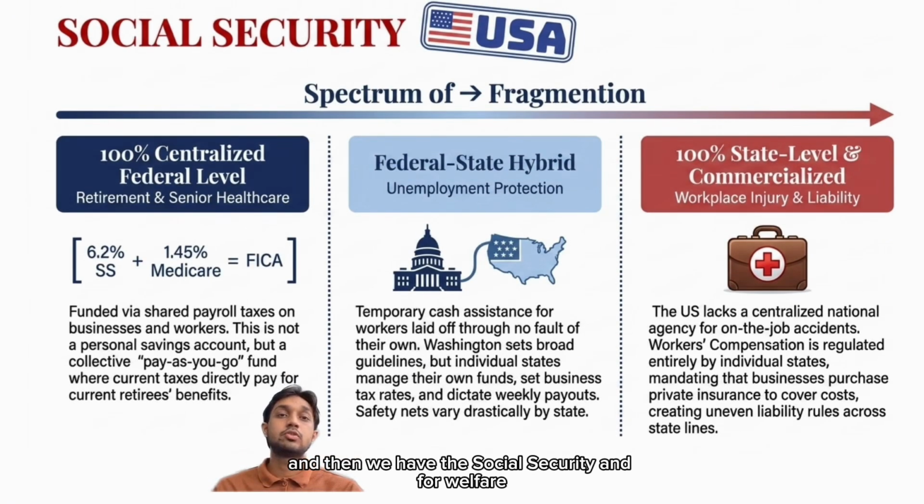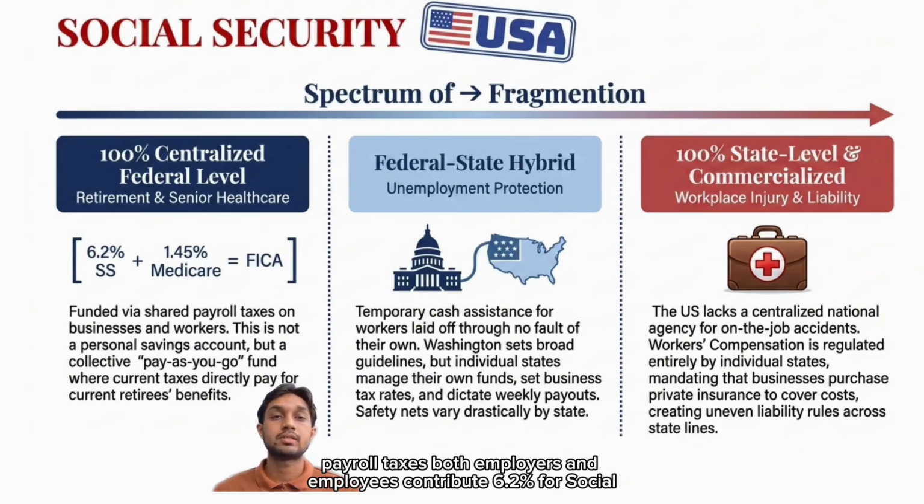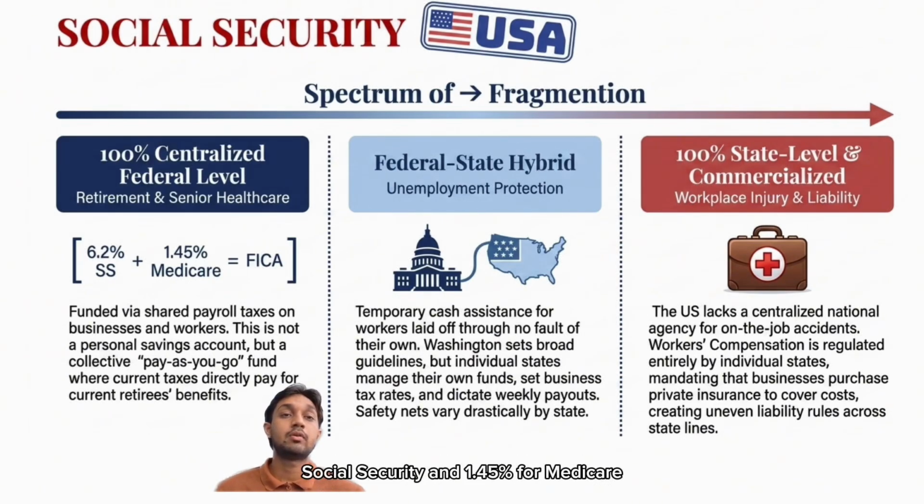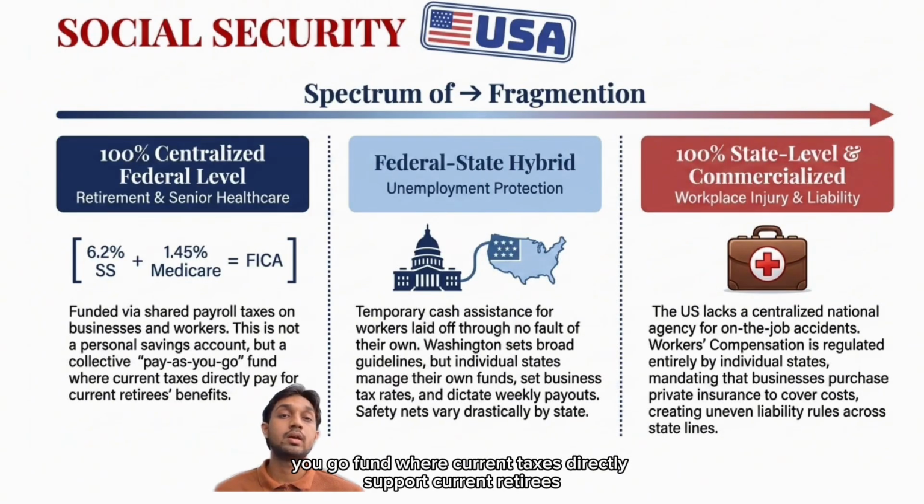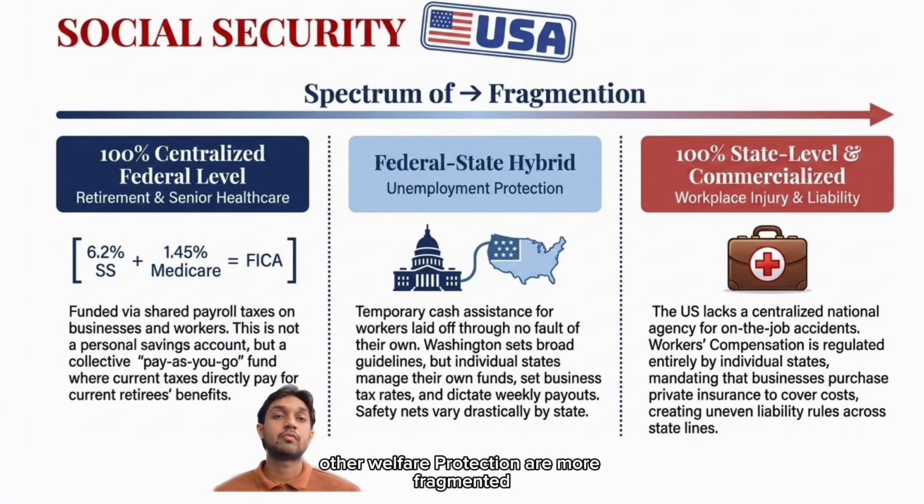And then we have Social Security and welfare. The US retirement and healthcare are funded through FICA payroll taxes. Both employers and employees contribute 6.2% for Social Security and 1.45% for Medicare. Rather than a personal savings account, FICA is a collective pay-as-you-go fund where current taxes directly support current retirees. Other welfare protections are more fragmented.